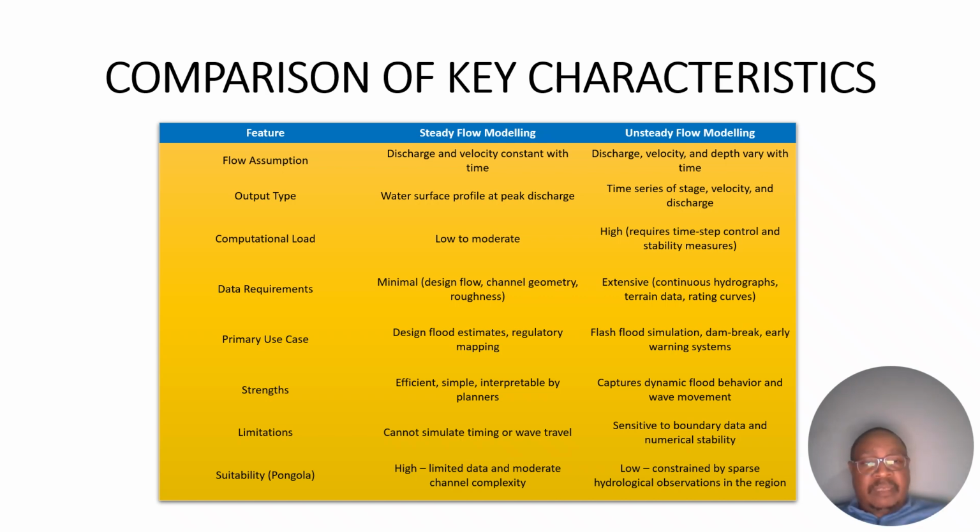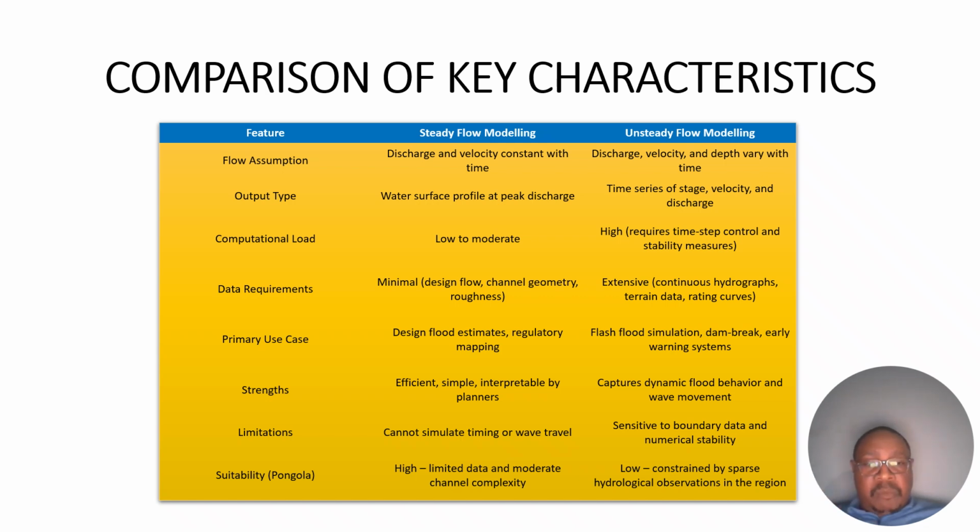If you look at the first feature, in the steady flow modeling, discharge and velocity are constant with time. And on the unsteady flow, the discharge, velocity, and depth vary with time. On the second feature, water surface profiles at peak discharge. And for the unsteady, the time series of discharge, velocity, stage, and discharge. The third feature is computational load: low to moderate for steady, and quite high for unsteady.